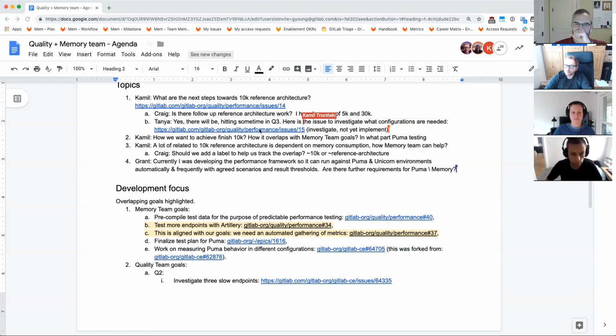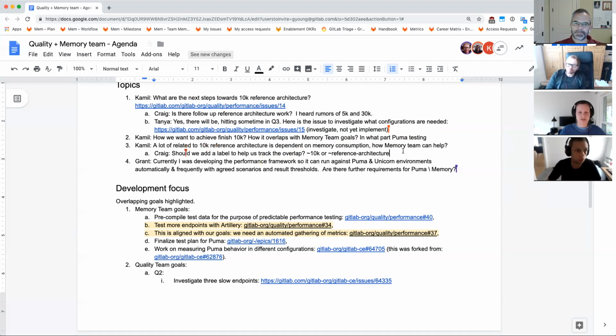I think that flows into number 2. How do we want to finish achieving 10K? How does it overlap with the current work that the memory team is working on? And maybe another question that's not added here: is there anything that we're doing, or not doing, that would block achieving the 10K? That's kind of covered in 3 as well. It seems like we have overlapping efforts here. And how do we track to make sure we're all marching in the same direction?